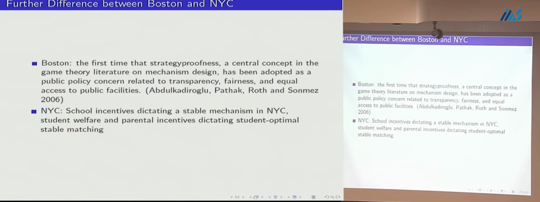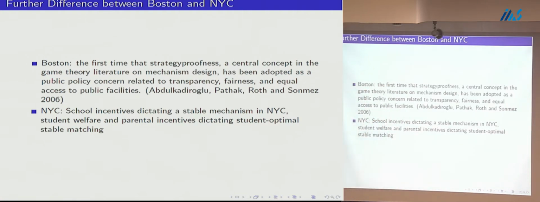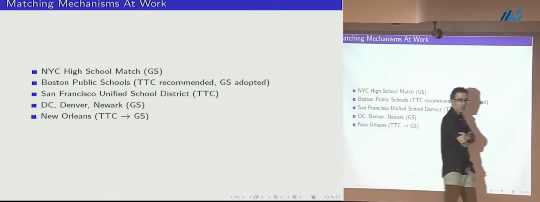So, one further difference between Boston and New York: the Boston example is probably the first example in the literature that uses strategy-proofness as a public policy concern related to transparency, fairness, and equal access to public facilities. In contrast, in New York City, it was the school incentives, in addition to student incentives, that dictated the Gale-Shapley algorithm. Now, what's going on?